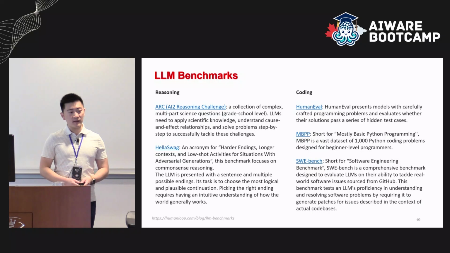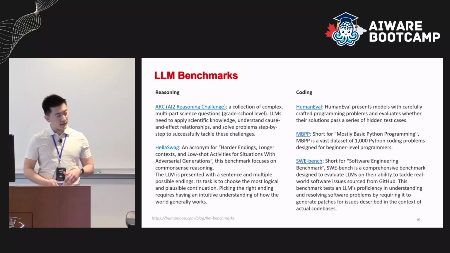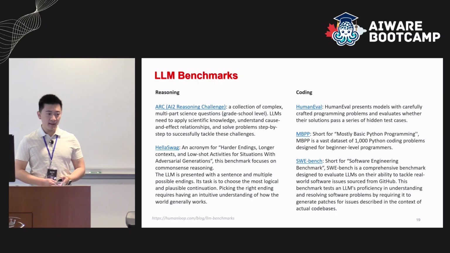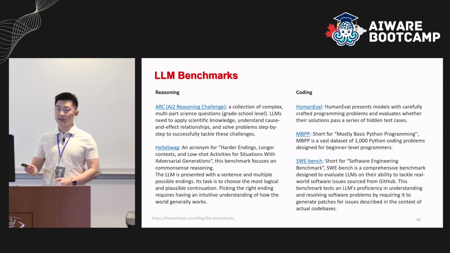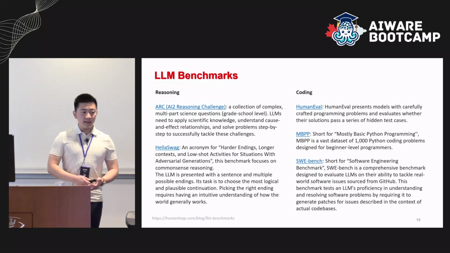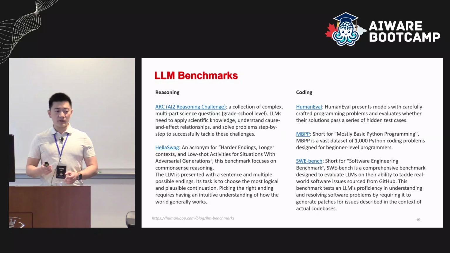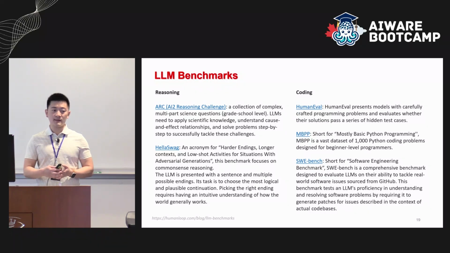HumanEval is a data set that's been around for a while, and the keynotes previously have also talked about it. It essentially has a bunch of programming questions, and then asks the model to solve them, and the results will be evaluated through test cases rather than comparisons like other benchmarks. And then also MBPP, which is short for Mostly Basic Python Programming. It's a bunch of Python coding problems designed at the beginner level. These benchmarks have been around for a while, and they have shown some problems.